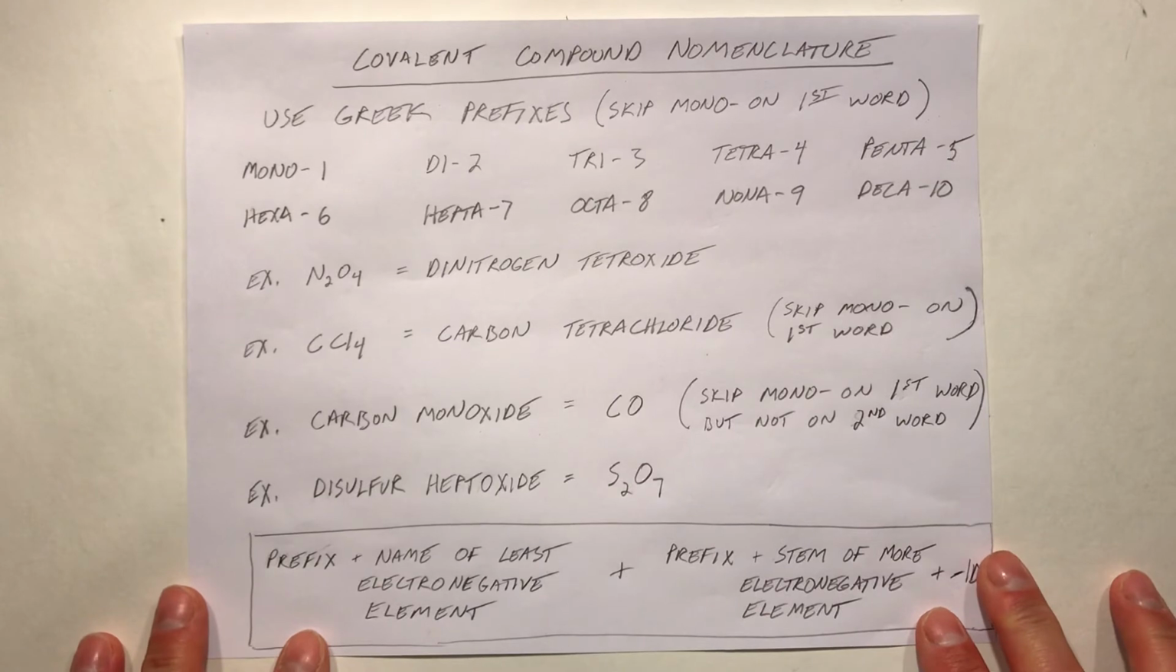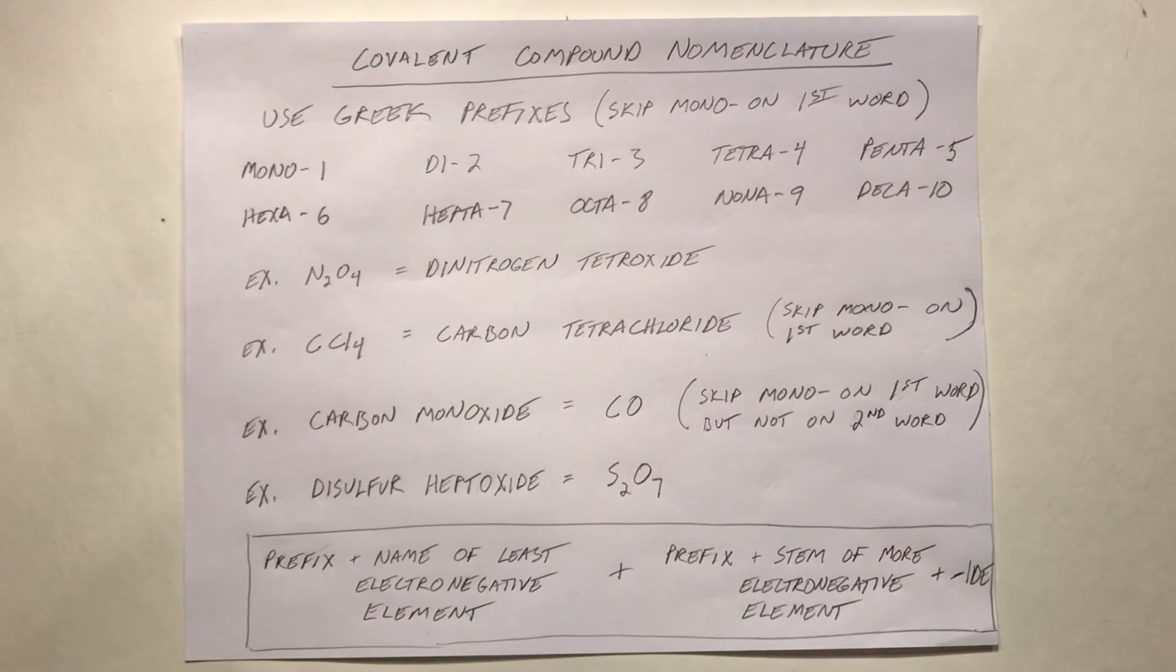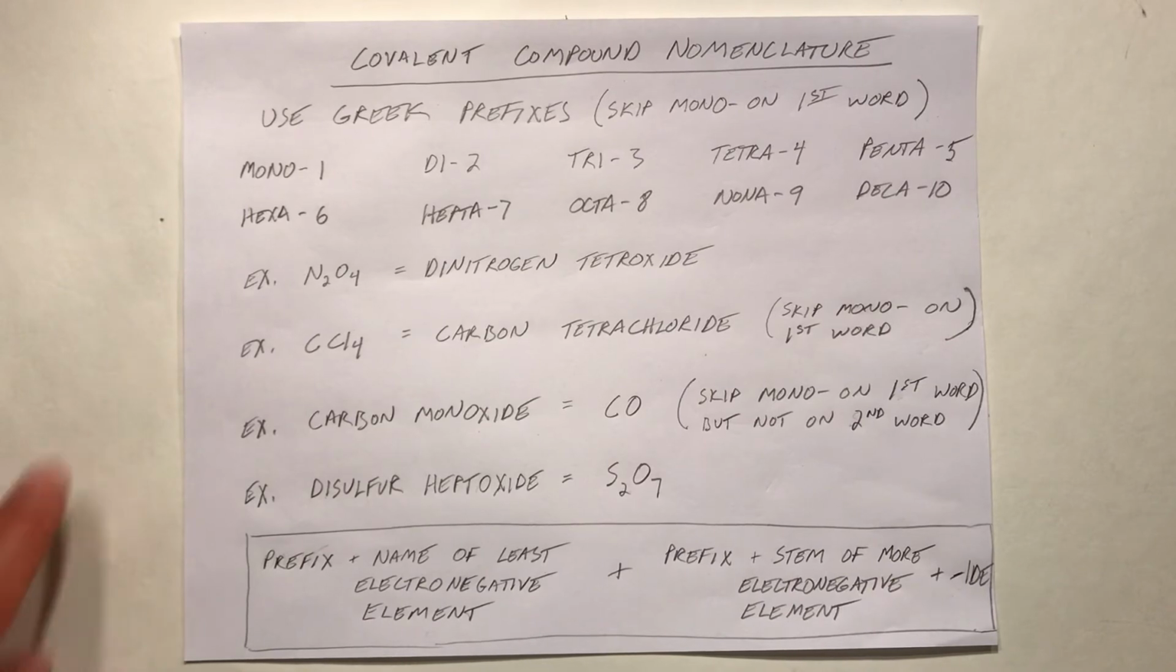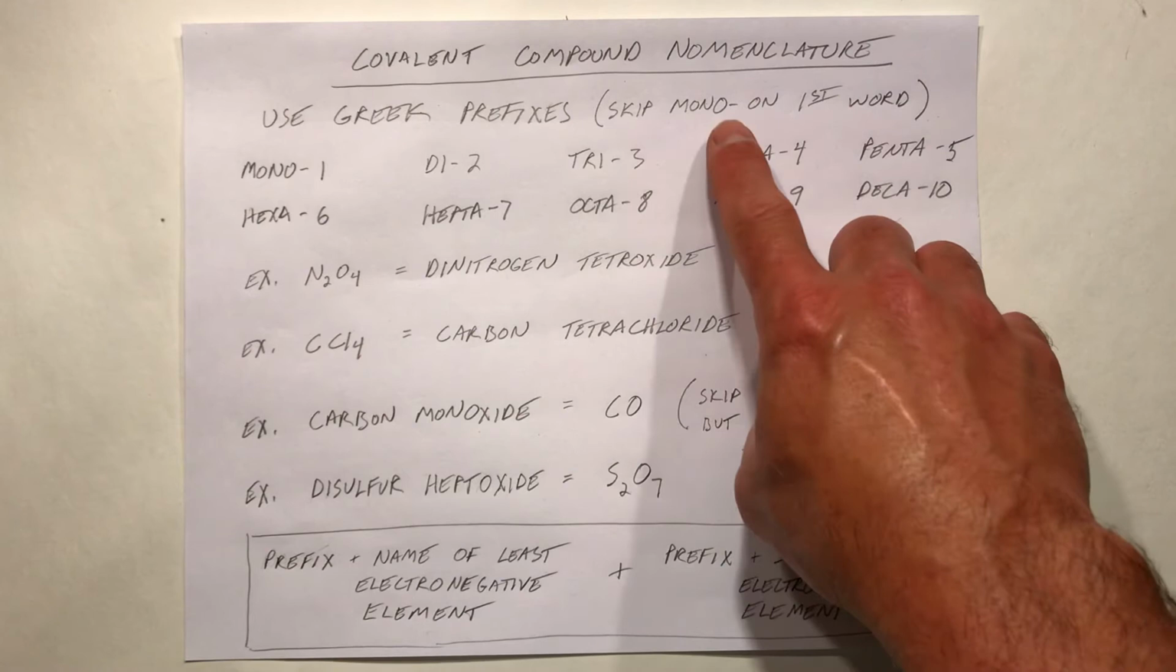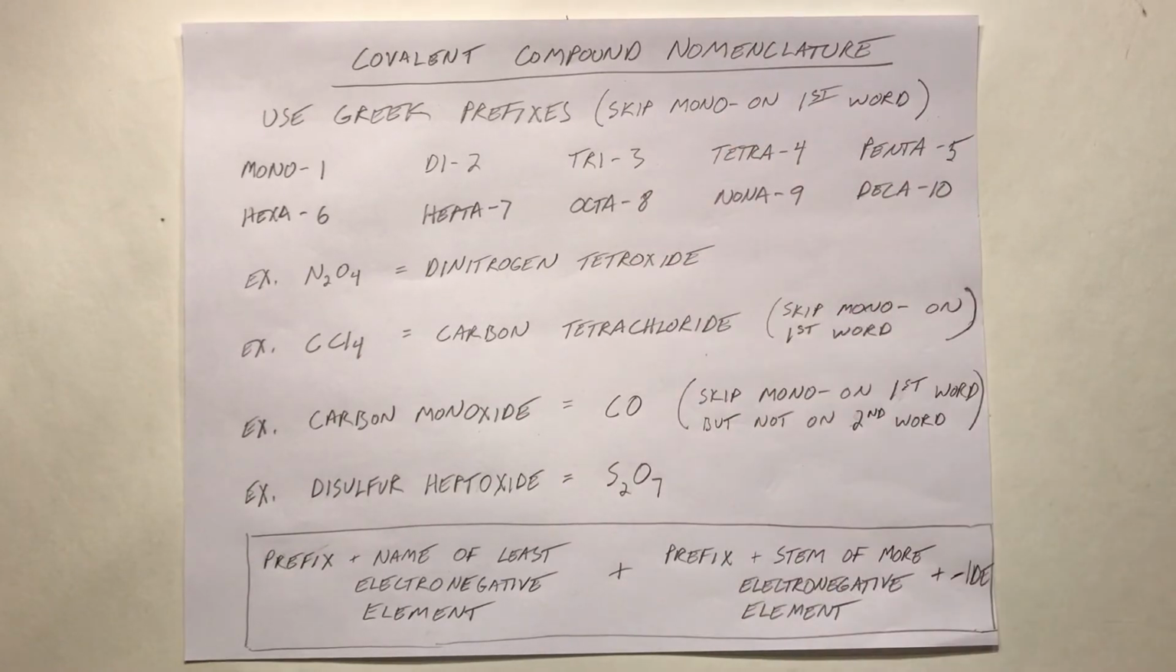So how do we name covalent compounds? Well, the good news is that it's a lot easier than ionic compounds. All we have to do is make sure that we use Greek prefixes, and remember to skip the prefix mono when it's on the first word. Here are the Greek prefixes.